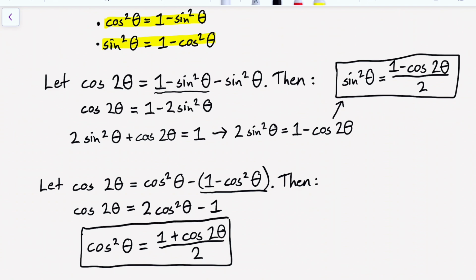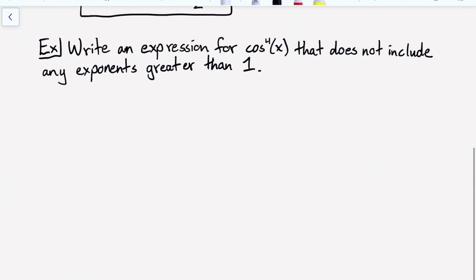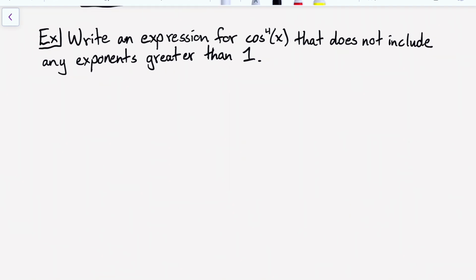The reason these are called power reduction formulas is because they allow us to express sine squared and cosine squared in terms of a trigonometric function that does not involve a larger power. It's just a linear trig function, cosine of 2 theta. This becomes very important in calculus as we make substitutions for trig functions in order to evaluate things like derivatives and integrals.